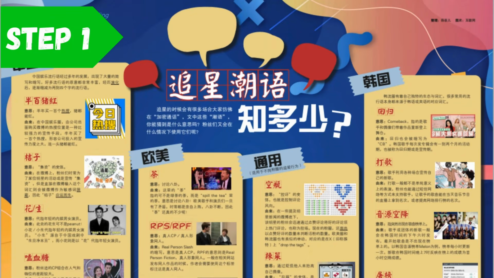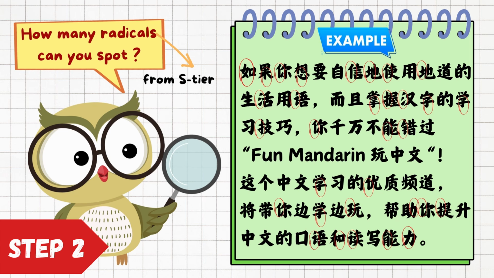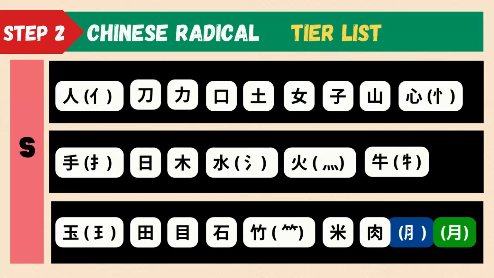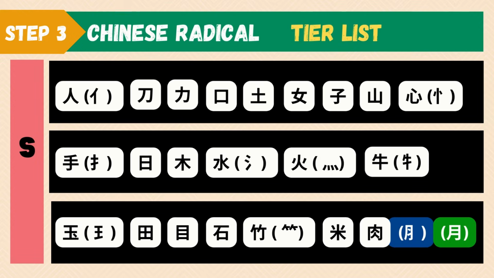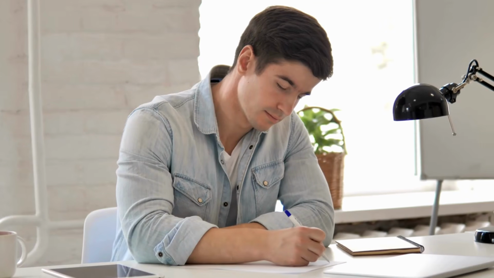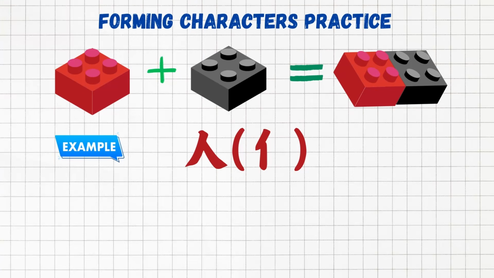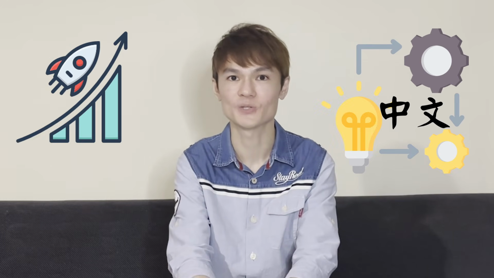Use any Chinese reading text available to you, maybe from your textbook or print out a web page on the internet. Spot and circle any characters in the text that have the radicals from the S tier. Then, practice forming characters with the radicals in the S tier. For example, you may start with the category person and body part. Write down the characters you can form using the person radical, such as 你, 他, and 姓. This application practice will surely take your Chinese to the next level.